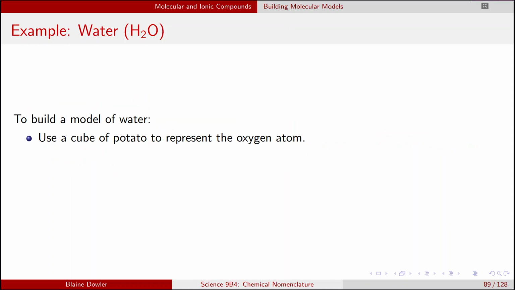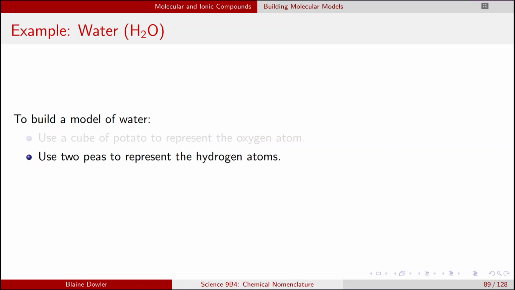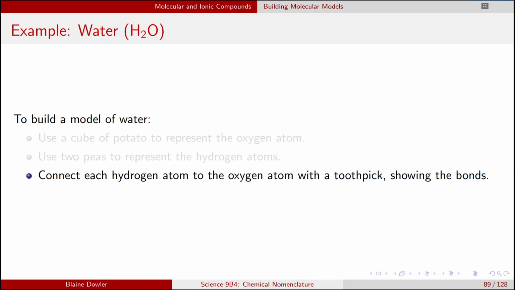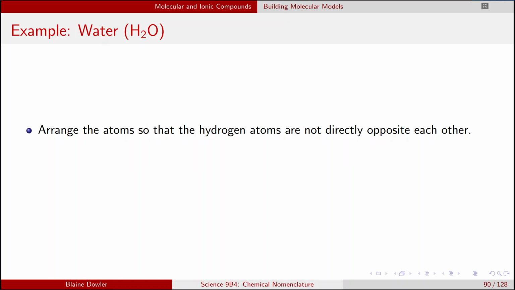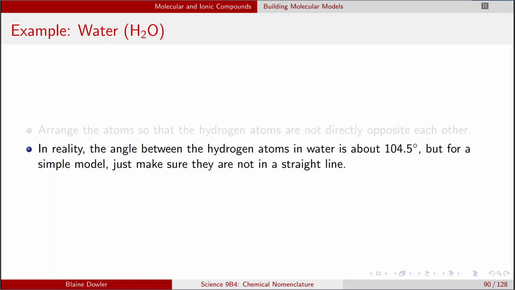For example, water. To build a model of water, use a cube of potato to represent the oxygen atom, use 2 peas to represent the hydrogen atoms, and connect each hydrogen atom to the oxygen atom with a toothpick showing the bonds. Arrange the atoms so that the hydrogen atoms are not directly opposite each other. The water molecule makes a bit of a V shape. In reality, the angle between the hydrogen atoms in water is about 104.5 degrees. But for a simple model, just make sure they're not in a straight line.